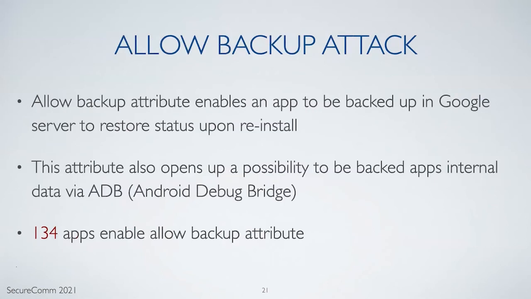Allow backup is a Boolean attribute declared in the Android manifest file, and it's true by default. It denotes that app data can be backed up upon the app's uninstallation and is restored upon reinstallation. It also enables an attacker to get access to the app's internal files, such as the database, which is otherwise not accessible. 134 apps have enabled the allow backup attribute in their manifest file. This attack requires physical access to the unlocked device for a few minutes and does not require root permission.